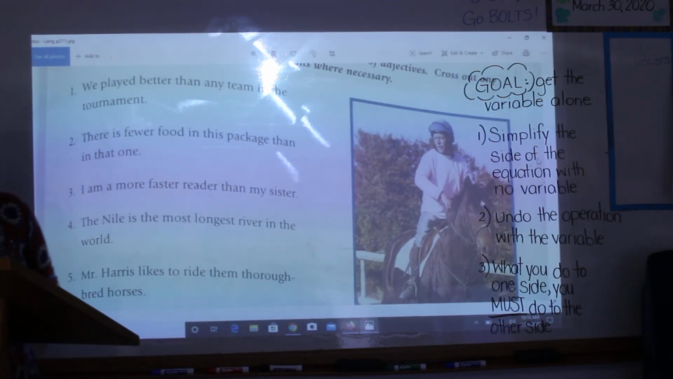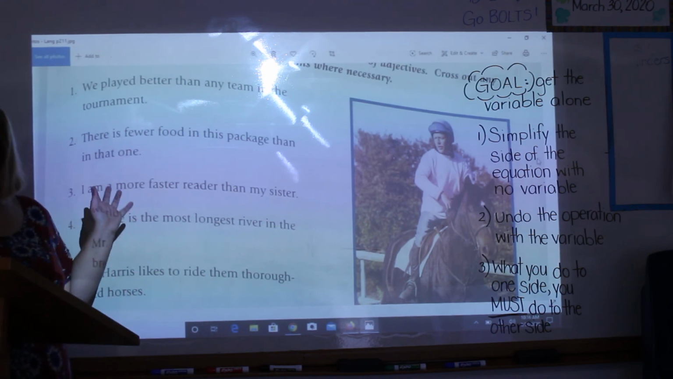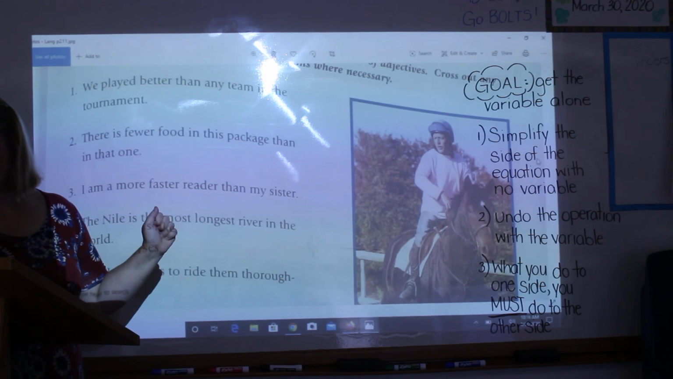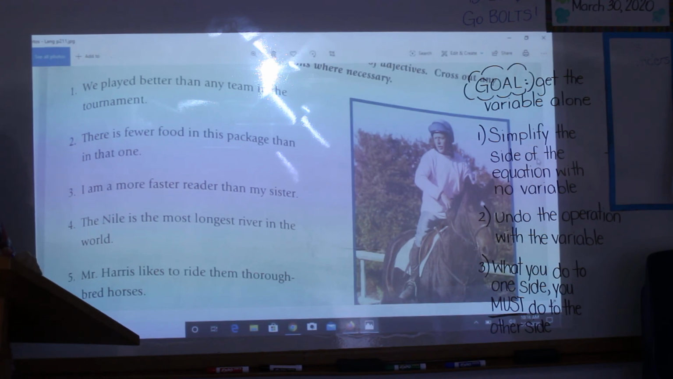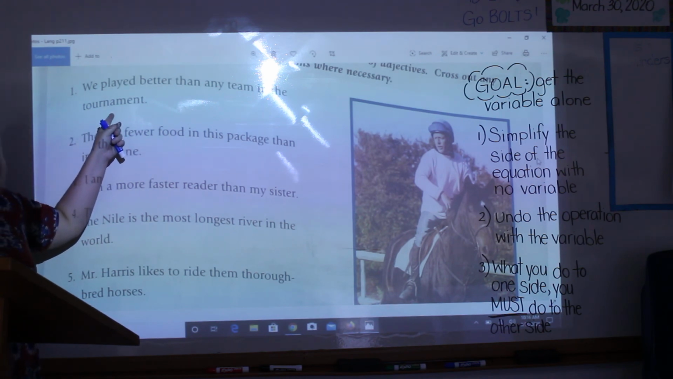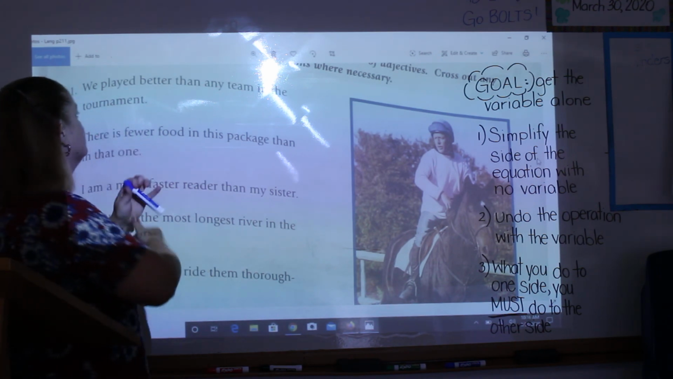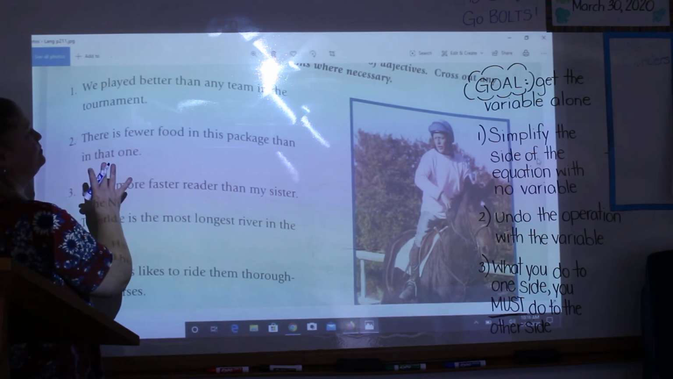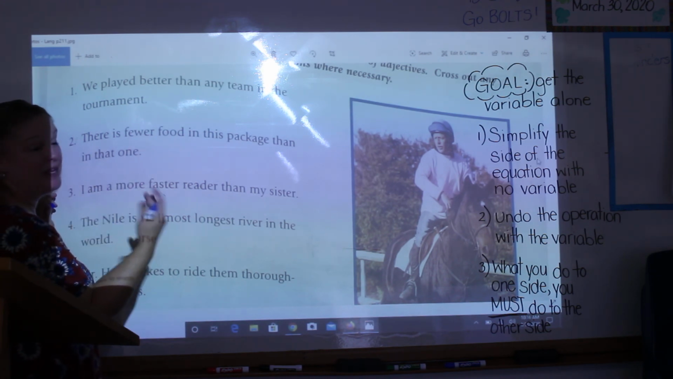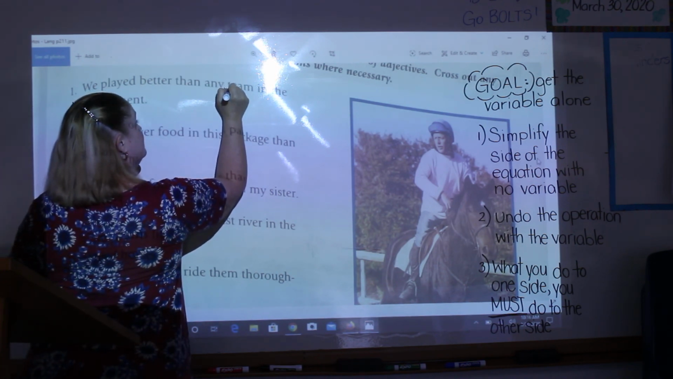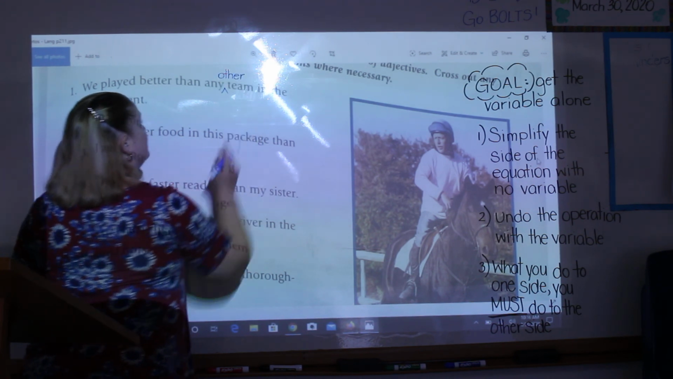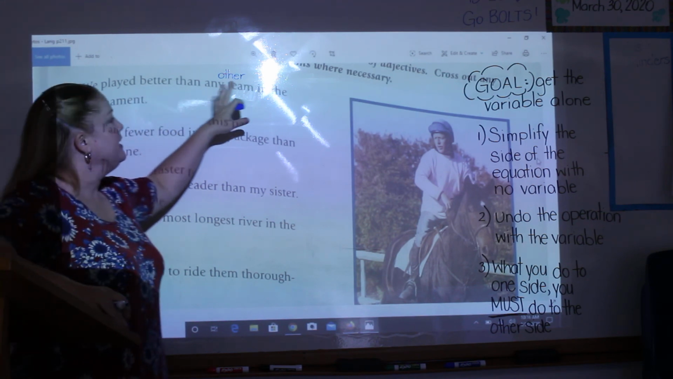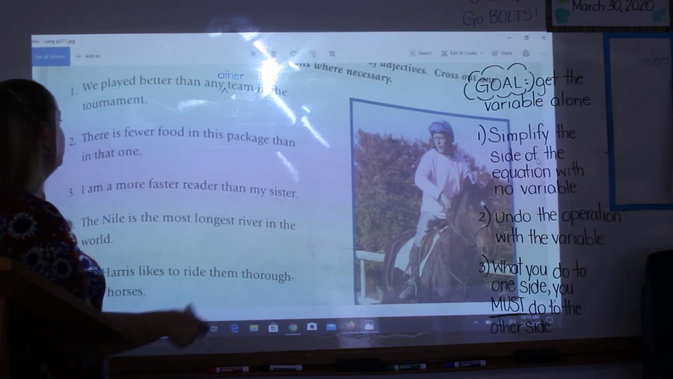The directions say the following sentences contain errors. So we need to cross out incorrect words and make corrections where necessary. All right, so sentence 1 says we played better than any team in the tournament. Well, if you're in the tournament, you can't play better than yourselves. So what would we have to do? We're going to have to add something in. Hopefully you recognized, here's our little caret, so we can insert a word here. There's nothing to cross out, but if we add the word other, we played better than any other team in the tournament. Now we've got a good sentence.